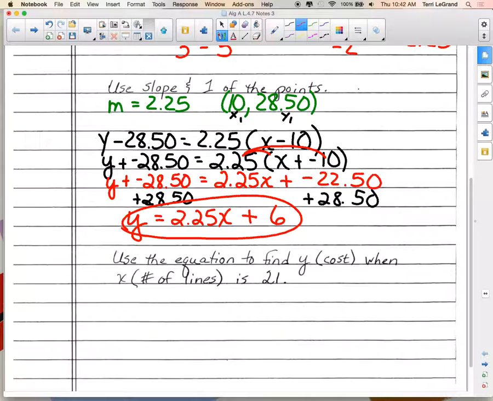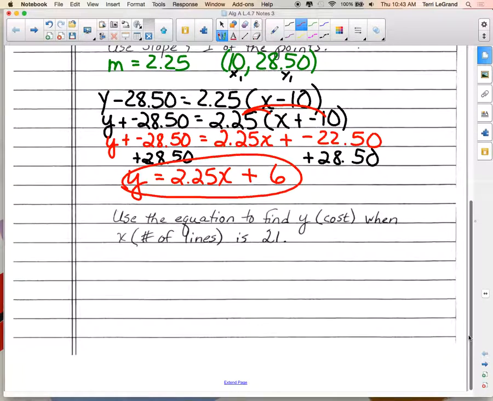Okay, and then y is the total cost, right? So does anybody think they know what either the slope or the y-intercept tell us in this situation? 2.25, the slope, or the y-intercept of 6? Which one? The y-intercept is like when 6 is when there's 3. I don't know.